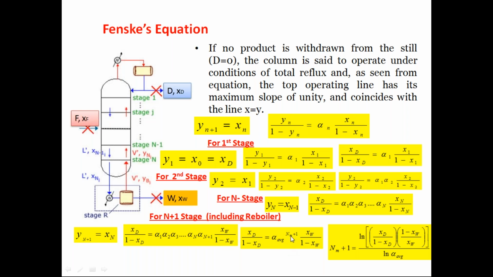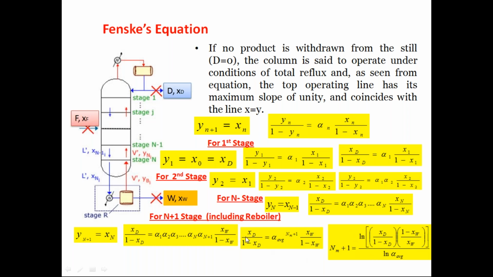So alpha average is equal to the mean of alpha 1, alpha 2, alpha 3, or you can put the nm plus 1 root of this one. So like that, if alphas are constant, then you have alpha average whole power nm plus 1 will be obtained here. The 1 is for the reboiler and nm is the minimum number of plates which are required in the column. Then xd by 1 minus xd will give you alpha power nm plus 1 xw by 1 minus xw. So finally you'll get this equation.